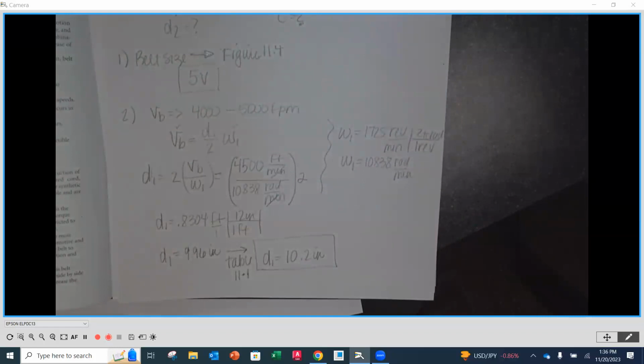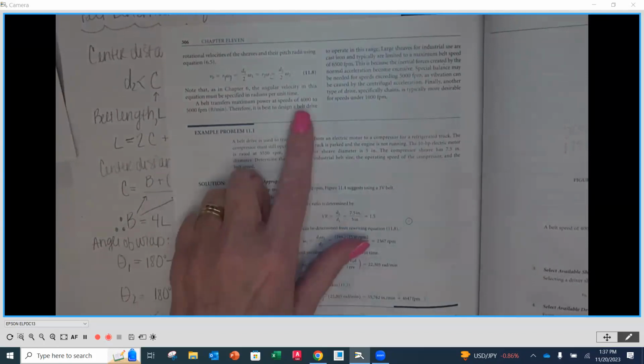That's a guideline. They didn't come up with it. It was in the book. It's on the PowerPoint and it's at the very top of page 306. So right here it says belt transfer is the maximum power at speeds of 4,000 to 5,000 feet per minute. So it's like they're giving us that guideline.